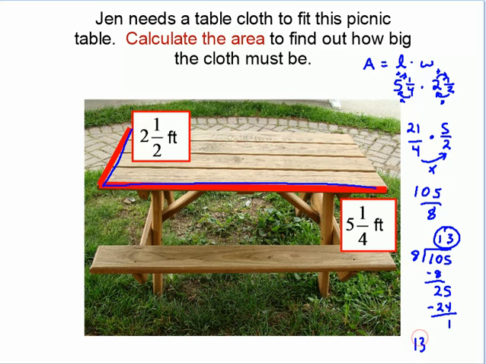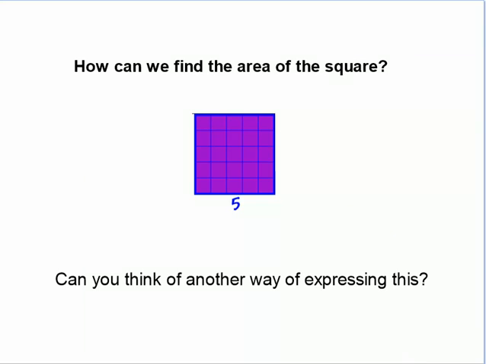13 and 1/8. So 13 and 1/8 feet is the area of our picnic table. Okay, so now we're asked, how can we find the area of the square?